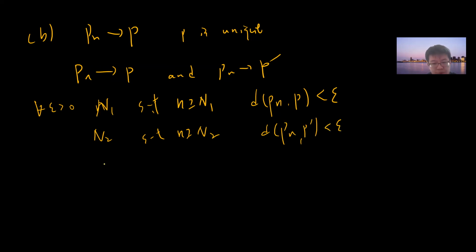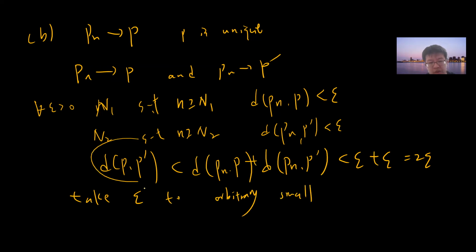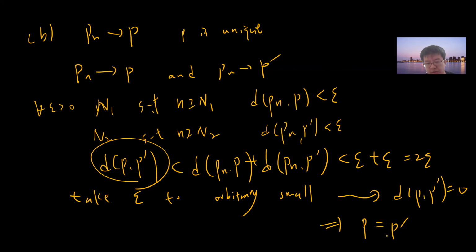But d(P,P prime) is less than or equal to d(P,Pn) plus d(Pn,P prime). So this is epsilon plus epsilon, which is 2 epsilon. Take epsilon to be arbitrarily small. That means the distance between these two points must be arbitrarily small. So the only possibility is that d(P,P prime) equals 0. By the property of the metric space, they must be the same point.